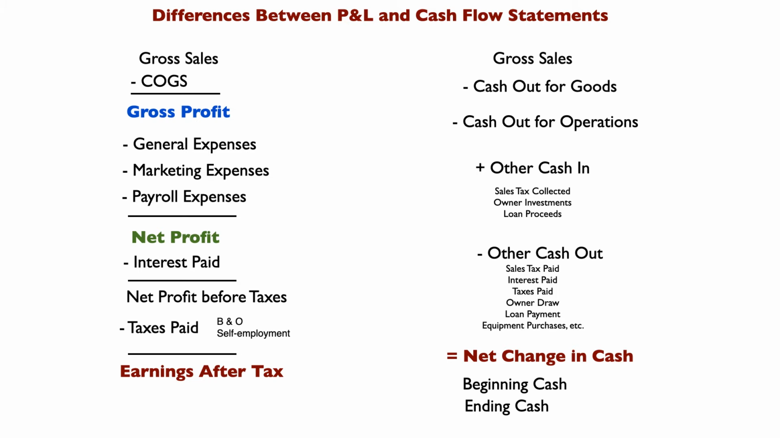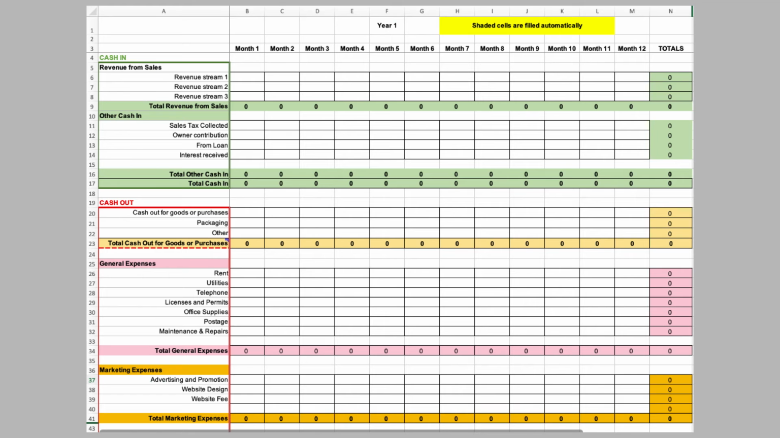Let's take a look at what this might look like in a spreadsheet form. I'm using Excel here. Of course, you can use any spreadsheet software you want, and you can even do it by pen and pencil. However, this is how we lay it out. You can see across the top that each column represents a month. I've labeled them month 1, month 2, month 3, etc. You can put in the actual names of the months if you want. And then on the left side, we have two big boxes: one is cash in and one is cash out.